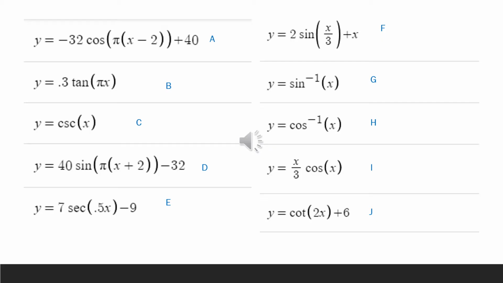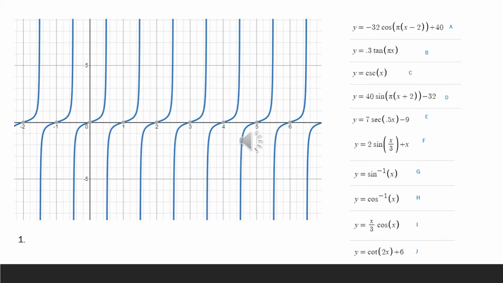We have a collection of various trigonometric functions, and we are going to try to match their graphs. Looking at this graph, it certainly looks like either tangent or cotangent. Notice the function is always increasing. As I move to the left, the graph is always increasing.